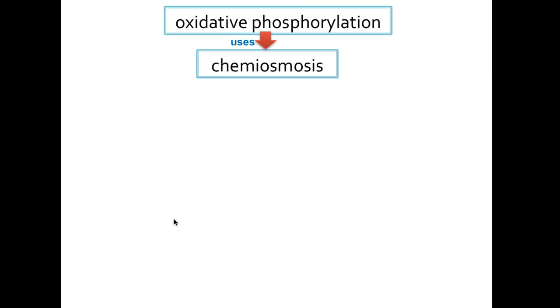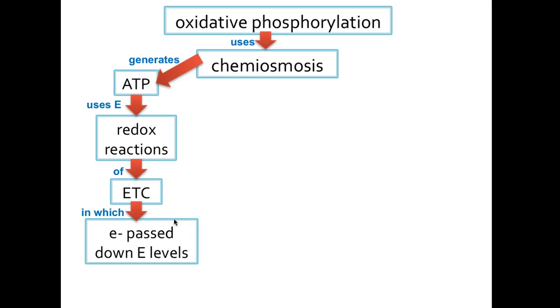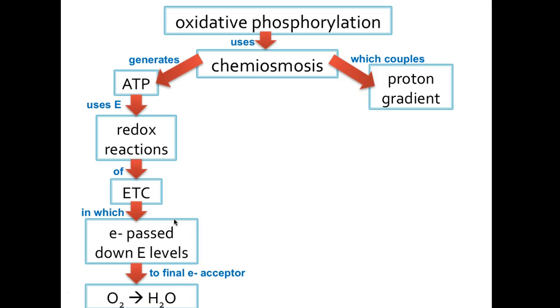So oxidative phosphorylation uses chemiosmosis to generate ATP. It uses energy in redox reactions, the redox reactions of the ETC system, in which electrons are going to be passed down energy levels to the final electron acceptor, which is oxygen, and oxygen will ultimately accept those electrons and hydrogen ions to make water.